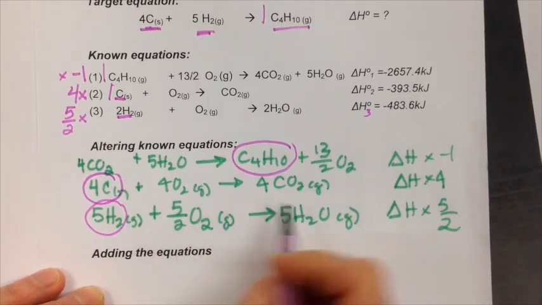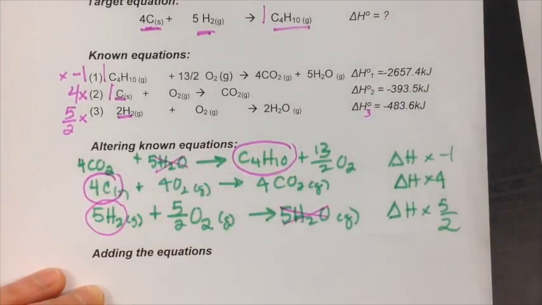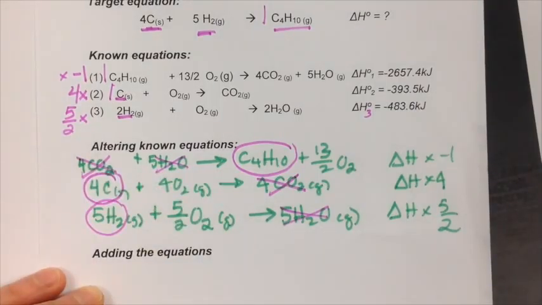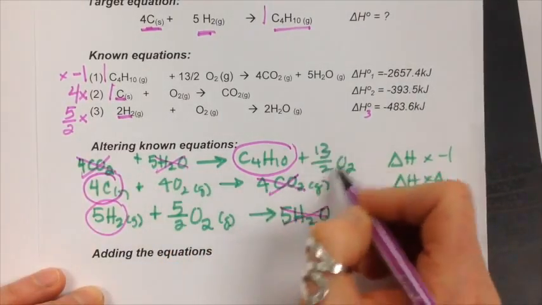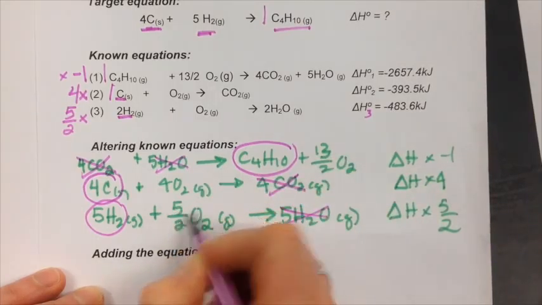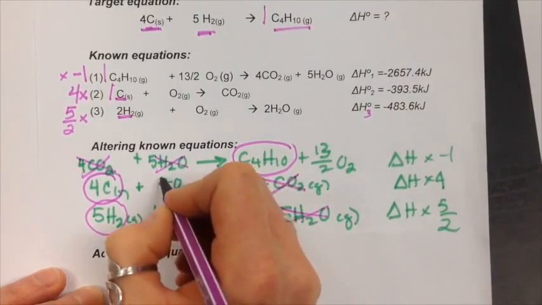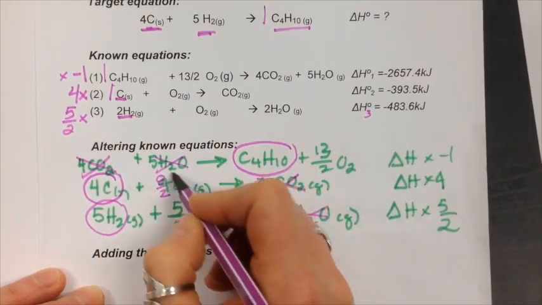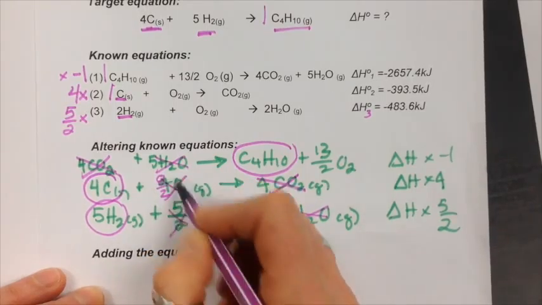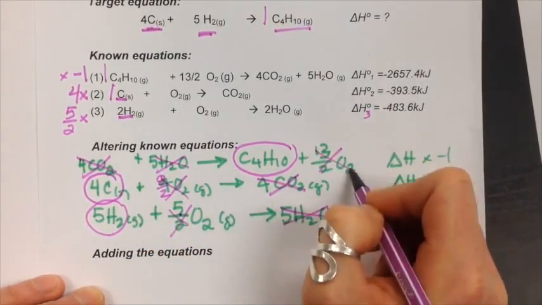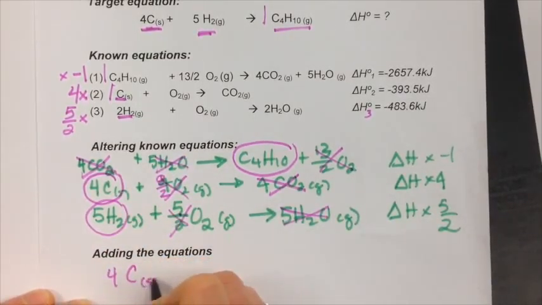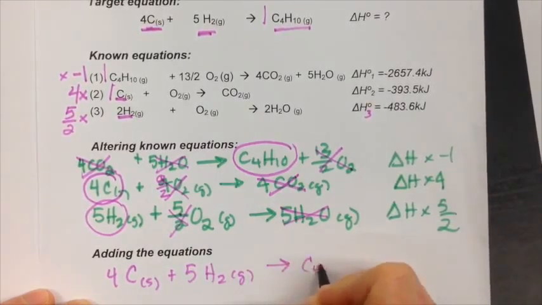So taking a look at this, my 5 waters cancel out nicely. Then the 4 carbon dioxide also cancel out nicely. Now, I have 13 over 2 of these, and 5 over 2 of these. Well, 4 is simply 8 over 2. Adding these 2 up, sure enough, there is my 13. 8 plus 5 is 13 over 2, so that cancels. Everything else is canceled, leaving me with my target reaction, with the correct coefficients balanced.